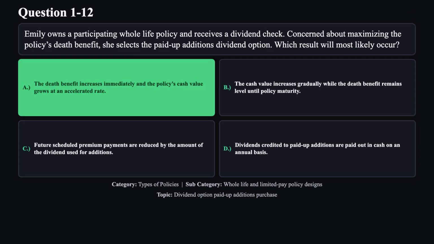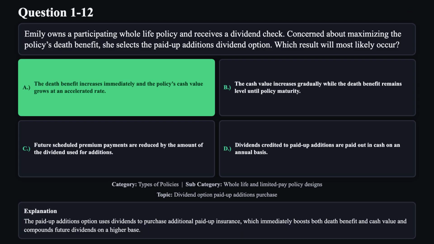The correct answer is A. The paid-up additions option uses dividends to purchase additional paid-up insurance, which immediately boosts both death benefit and cash value and compounds future dividends on a higher base.